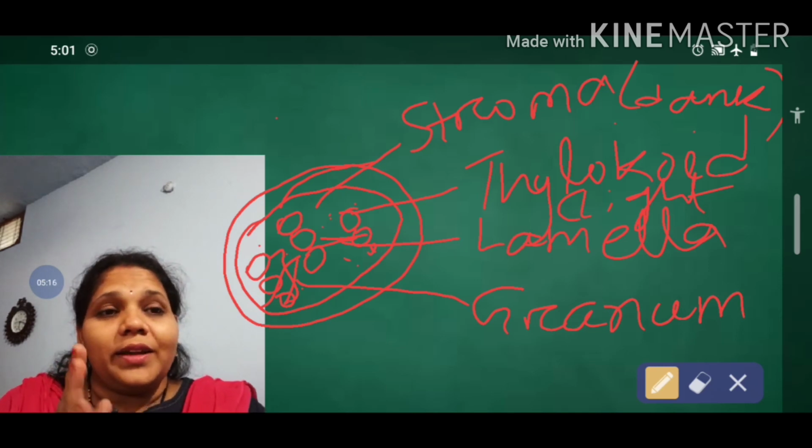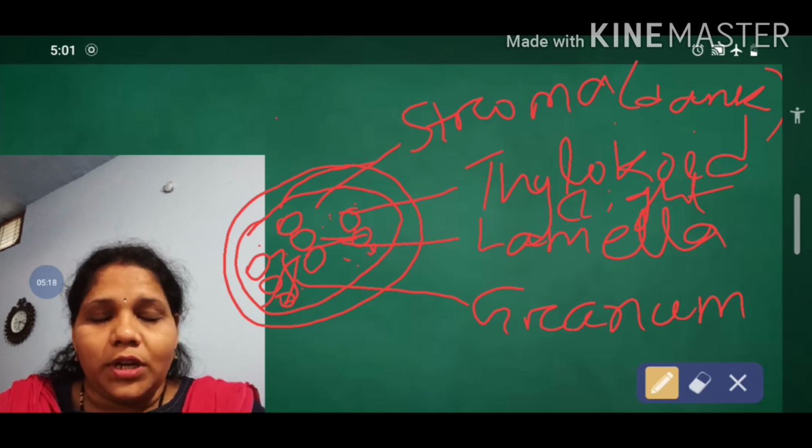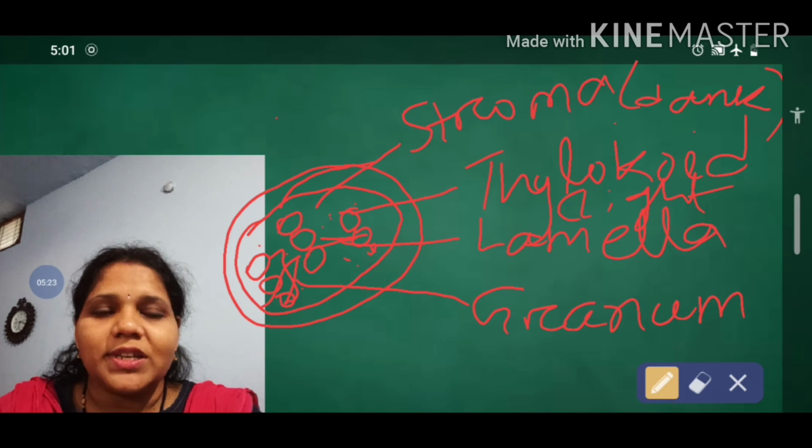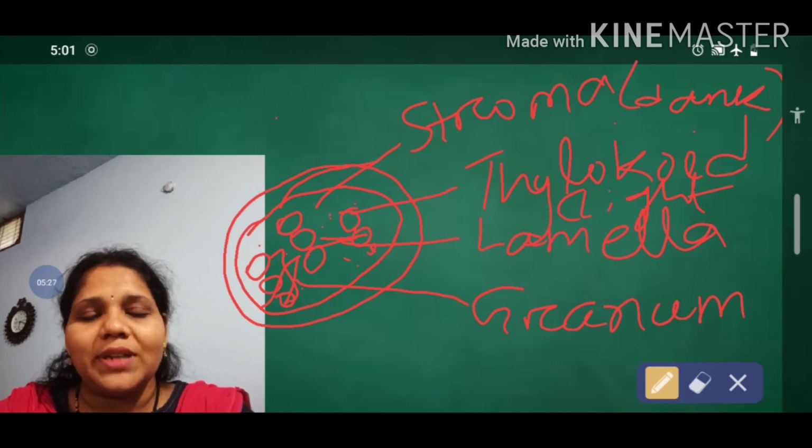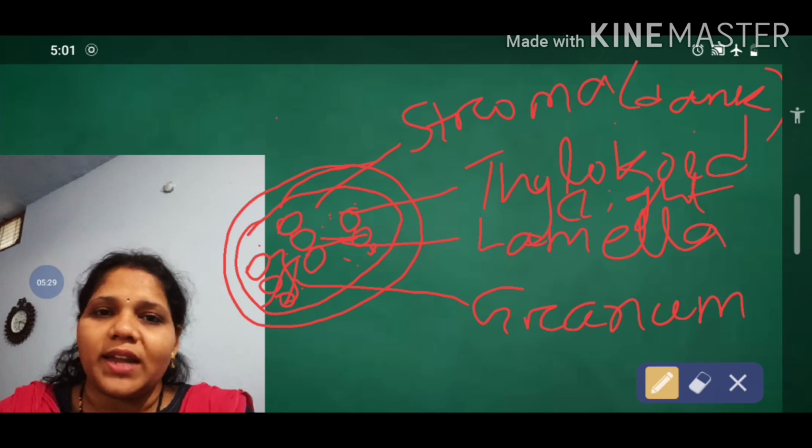Don't think that the dark reaction means it occurs at night time and the light reaction means it occurs in daytime, because photosynthesis generally occurs in daytime only. So both the dark reaction as well as the light reaction take place in daytime only.